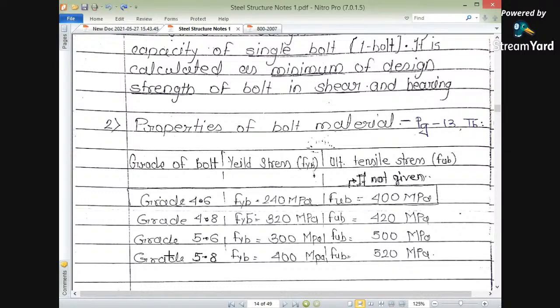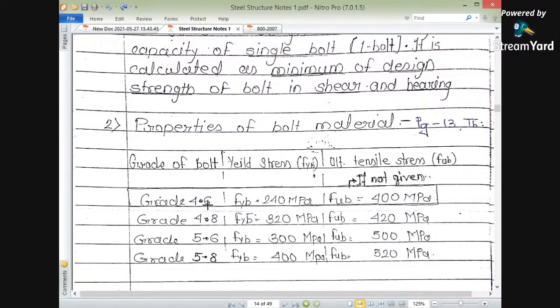You have already seen in concrete technology that there are different grades of cement, and grades of steel. Similarly, there is a grade for the steel materials which we are using. These are the different grades of bolt: 4.6, 4.8, 5.6, and 5.8. These are in increasing order. Depending upon these grades, the ultimate tensile stress varies.